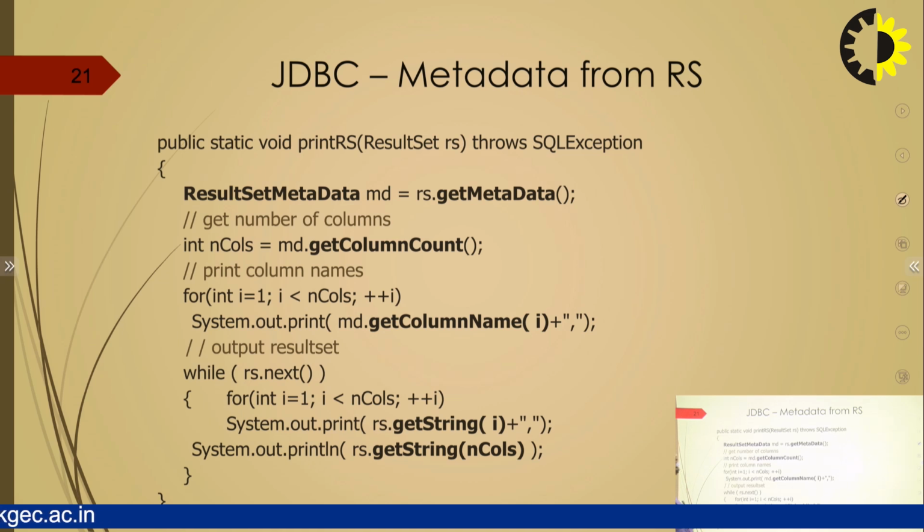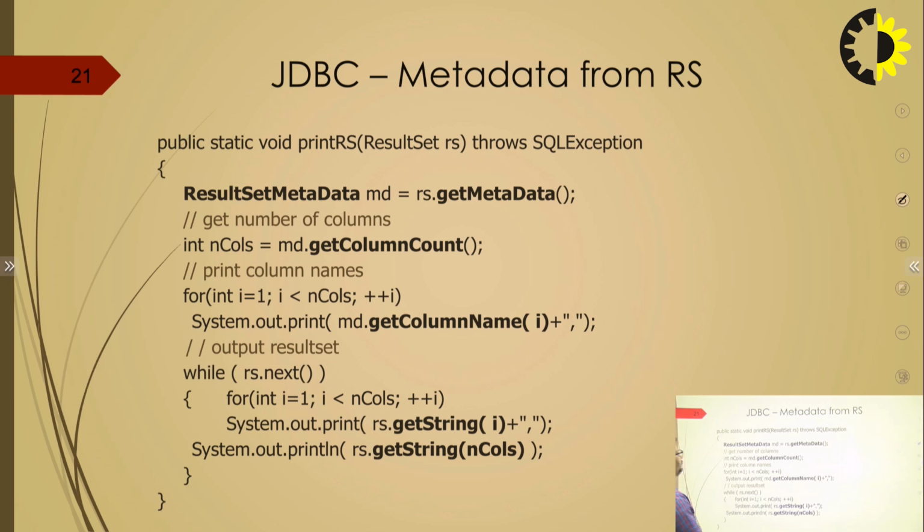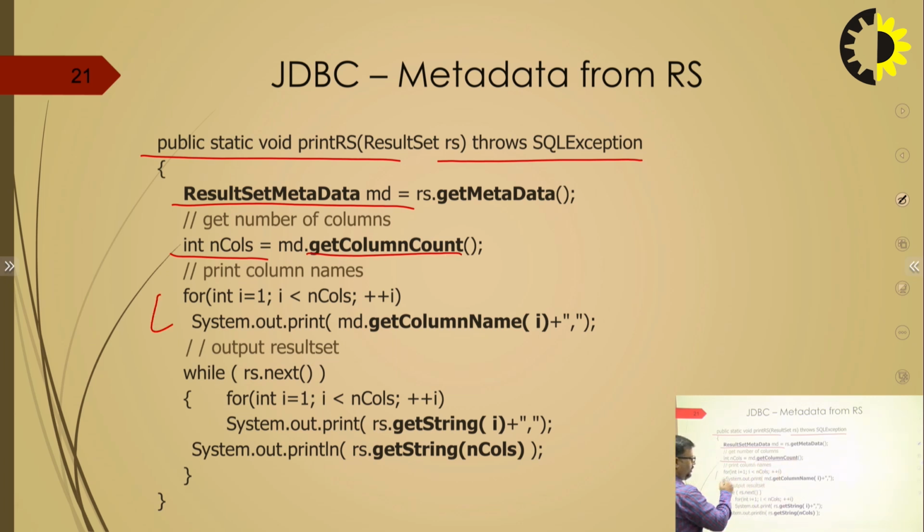Again JDBC metadata from rs, the ResultSet. Public static void print(ResultSet rs) throws SQLException, then set the ResultSetMetaData md, then get the metadata method and use the int column count, md.getColumnCount, use the loop, use the while loop, and we will get the output result set.